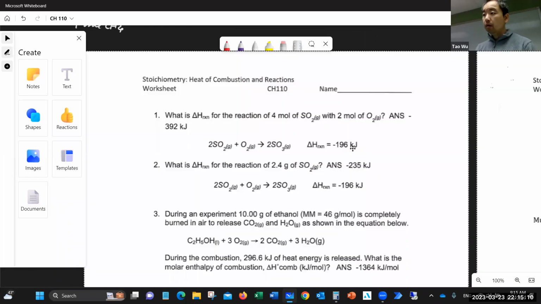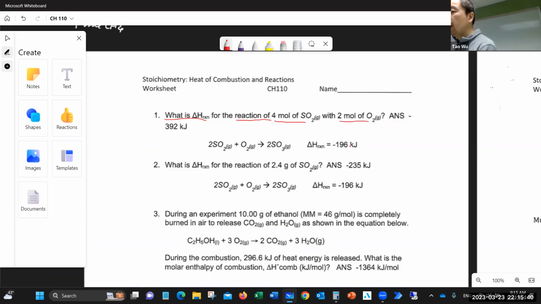Okay, so let's just look at the first two. I think when we're done, generally we're done for today. So the first two, probably we're done. So let's see. Here it says, what is the change of the enthalpy of these reactions for reaction of 4 moles of the SO2 with 2 moles of the oxygen?